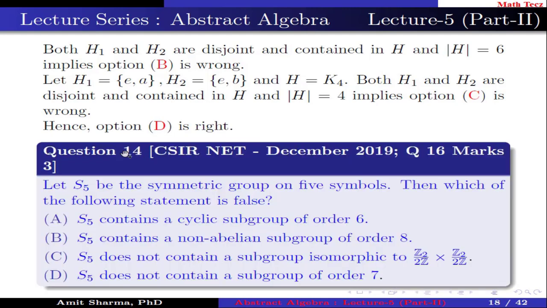Question number 14. This question was asked in the CSIR NET exam in December 2019. Let S5 be the symmetric group on 5 symbols. Then, which of the following statements is false? Option A, S5 contains a cyclic subgroup of order 6. Option B, S5 contains a non-abelian subgroup of order 8. Option C, S5 does not contain a subgroup which is isomorphic to Z2/2Z cross Z2/2Z. Option D, S5 does not contain a subgroup of order 7.